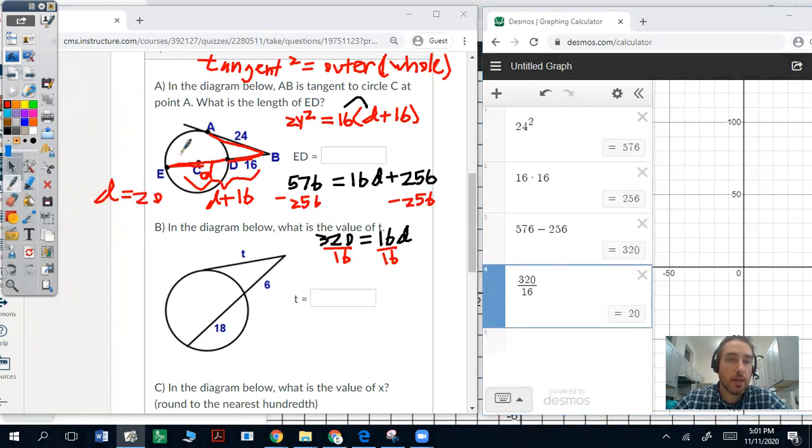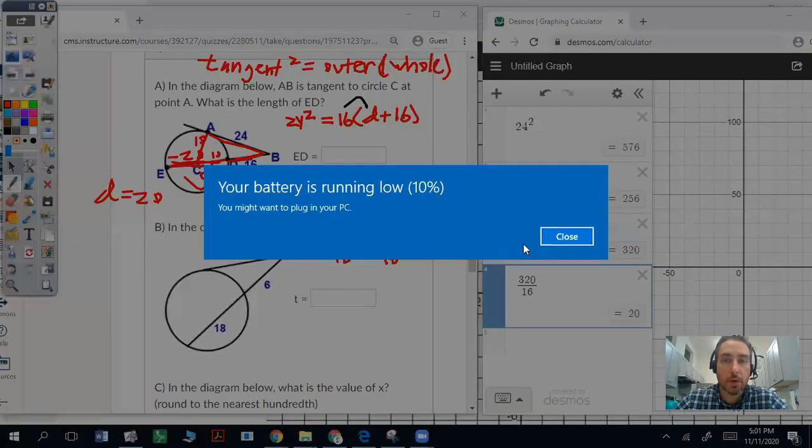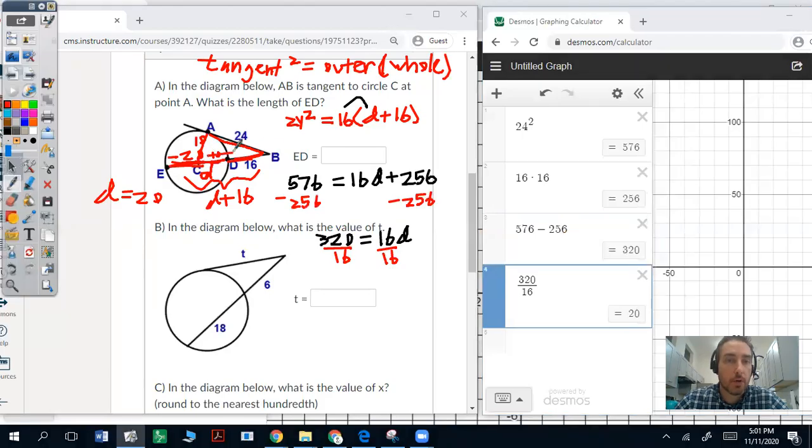And you can go back and check that if you want with Pythagorean theorem. You could call that 20. You could split that in half and say that's 10. And do Pythagorean theorem with that and verify it. But you will get that to work. So your diameter will be 20.